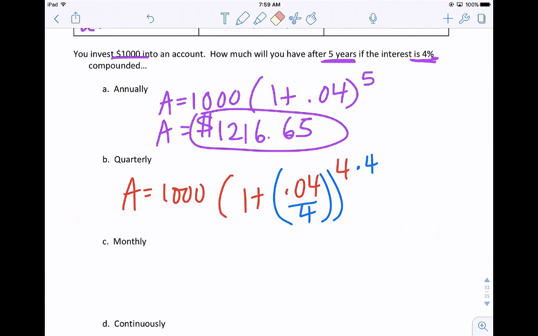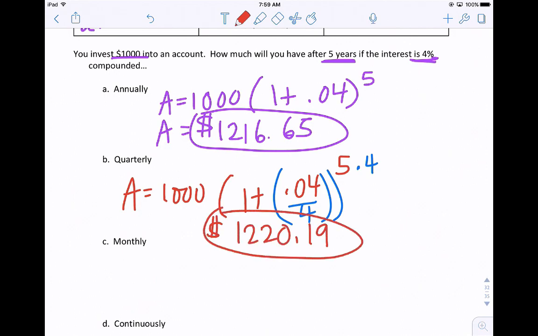Oh, it's 5 years. I was wondering why. Okay, so I need to change this. This should be 5 years, not 4 years. All right, retype it in, 1,000 parentheses 1 plus 0.04 divided by 4, to the power of 20. Okay, so we will get 1220.19, so it's increasing when we do it 4 times a year versus every year.